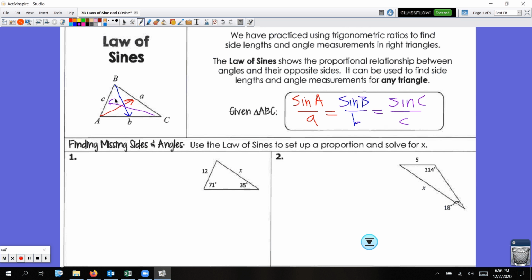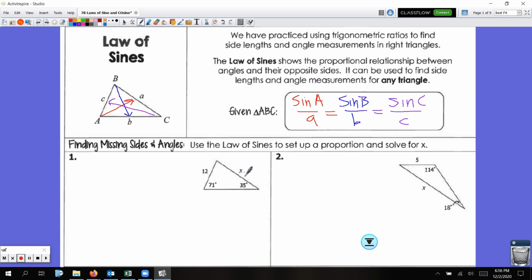I know this might look really strange, but here's what we're going to do. We're not going to set up like a three-way proportion. We're only going to use two ratios, but we need one complete ratio and then something that's missing in the other one. And then we'll look at some examples and hopefully it'll make a little bit more sense. Here we go. We're going to find some missing sides and angles using the laws of sine. We're going to set up a proportion and solve for x.